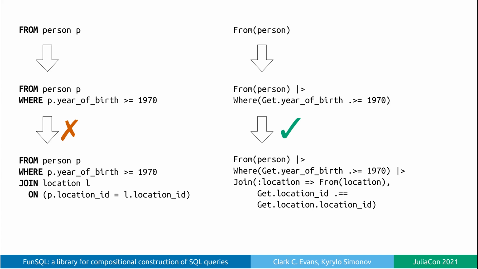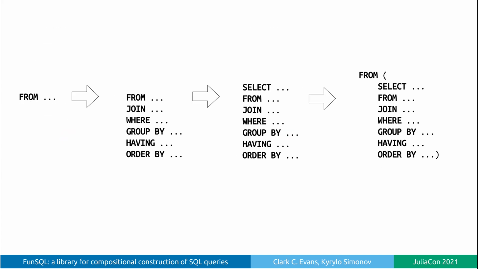SQL grammar enforces a strict order of SQL clauses. A SQL query starts with a from clause, followed by a series of joins, followed by where, group by, etc. A query is concluded with a select clause. But SQL grammar also allows us to restart the query construction by placing a complete SQL query inside a fresh from clause. At this point, we could again apply joins, where, group by, and so on. This property of SQL grammar is what FunSQL uses to let you apply query constructors in arbitrary order.